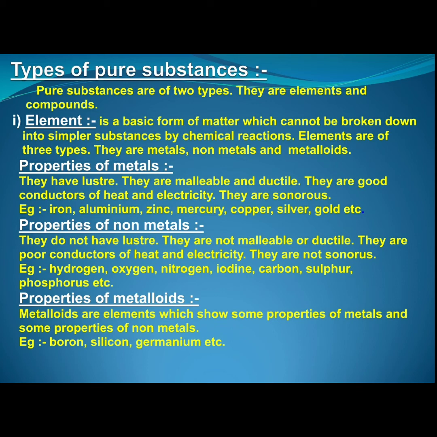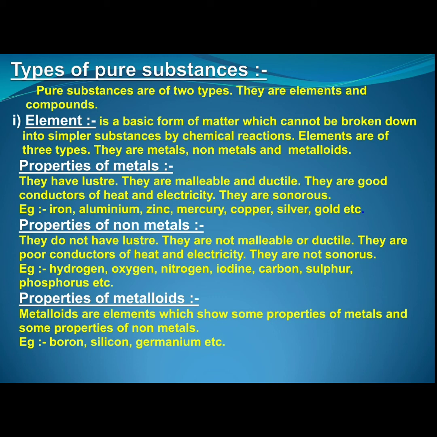What is an element? An element is the basic form of matter which cannot be broken down into simpler substances by chemical reaction. Elements are of three types. One is metal, then non-metal, and metalloids. Metalloids are also known as semi-metals. Okay, let us study the properties of metals.